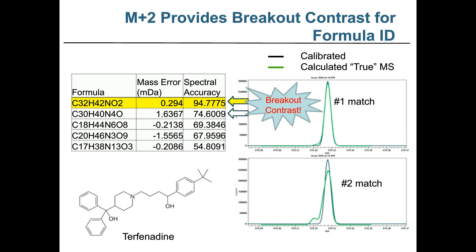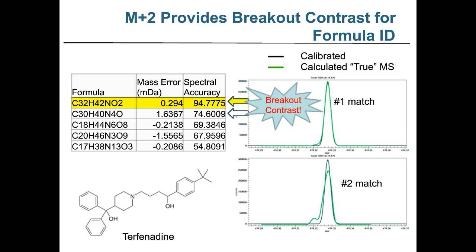It's a huge distinction, and the reason is if you look at the graph on the right for the number one match, you can see a pretty good match. It overlays very nicely, but as soon as you go down to the second match, these isotope profiles at high resolution at M+2 are so distinctive. It makes it very easy to confidently do a unique formula ID. This is a very powerful tool.